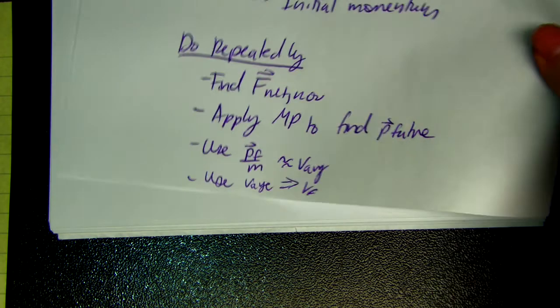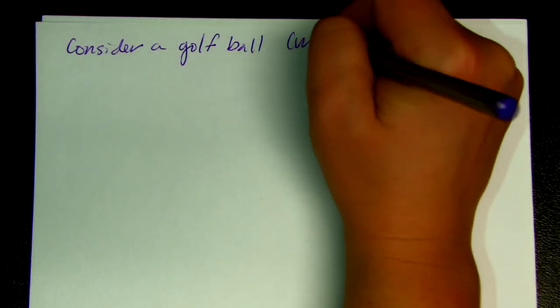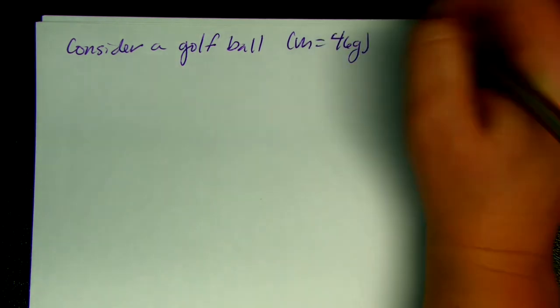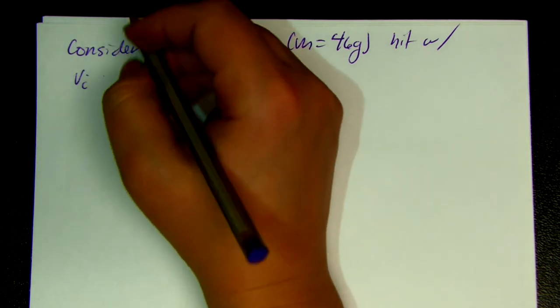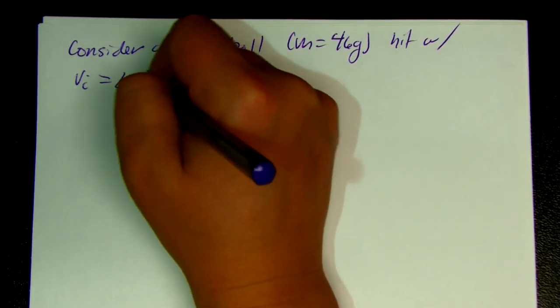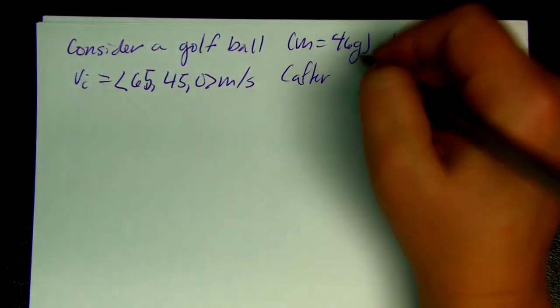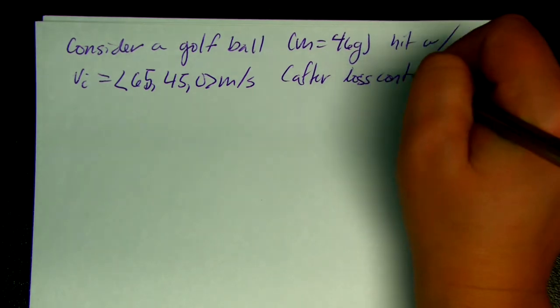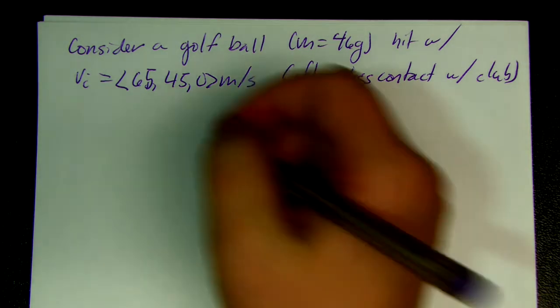Okay, so let's practice using the iterative method on a very simple situation. So we're going to consider a golf ball with mass equal to 46 grams, hit with an initial velocity of <65, 45, 0> meters per second. And this is after loss of contact with the club.